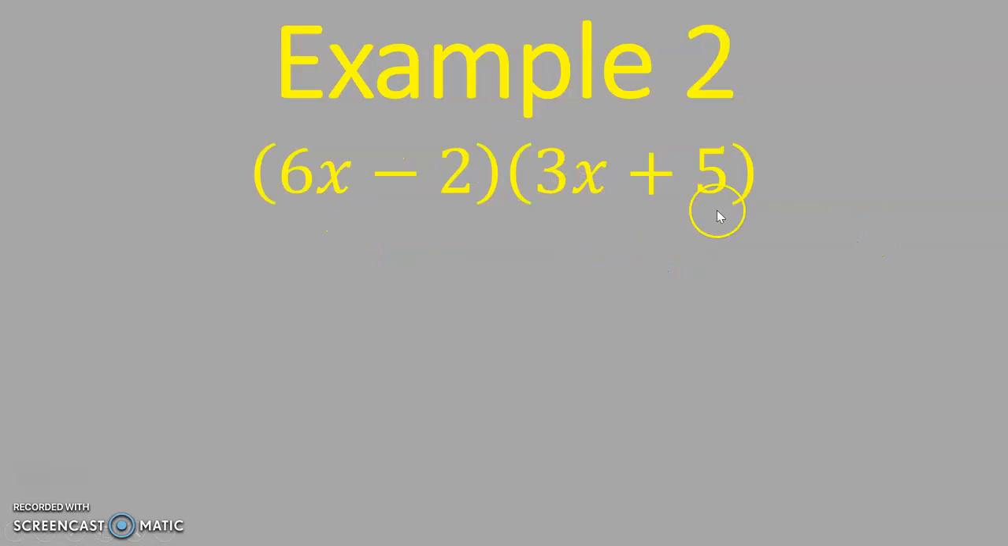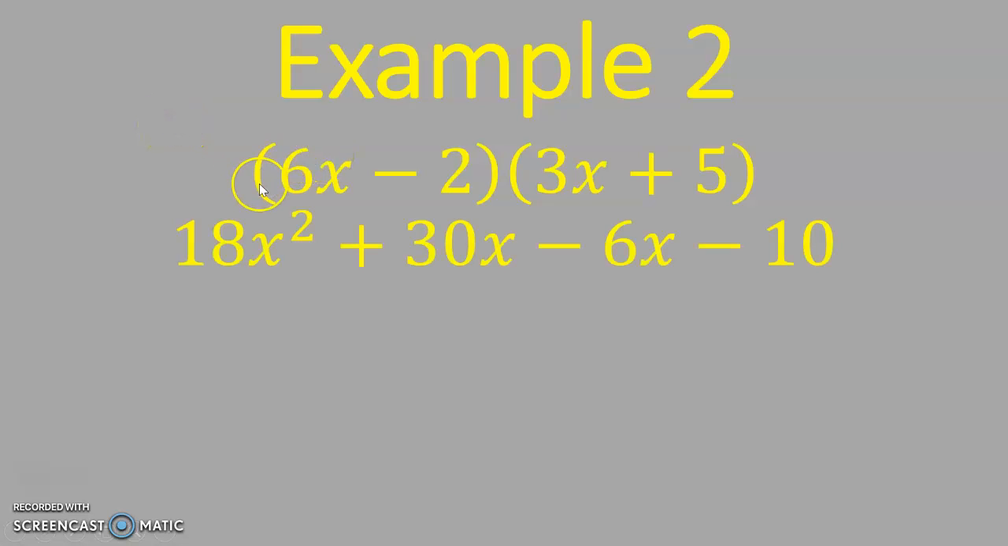We also have here a binomial times a binomial. So here we distribute the 6x and distribute the negative 2. For this very common binomial times binomial, some people like to use the acronym FOIL. First, outside, inside, last. So let's see what happens here.